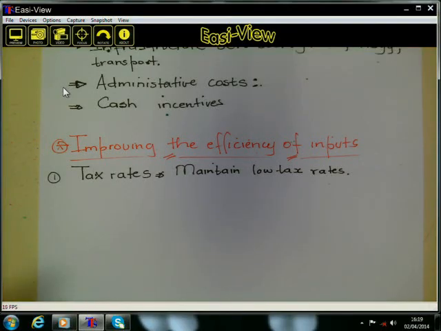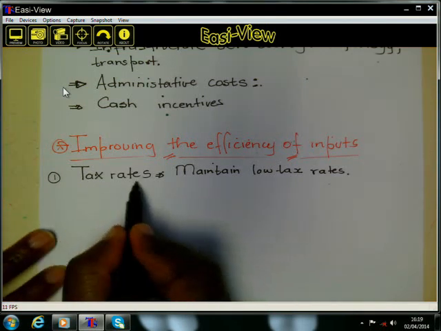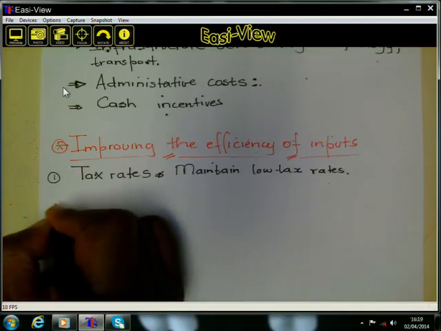Because if they charge too much income tax, people are not going to be motivated to go to work. Then it means they are losing revenue. As well, if the businesses are charged too much tax, they are not going to be motivated to pay tax. They won't be motivated as well to provide some of these goods. So government must look at the tax rates.